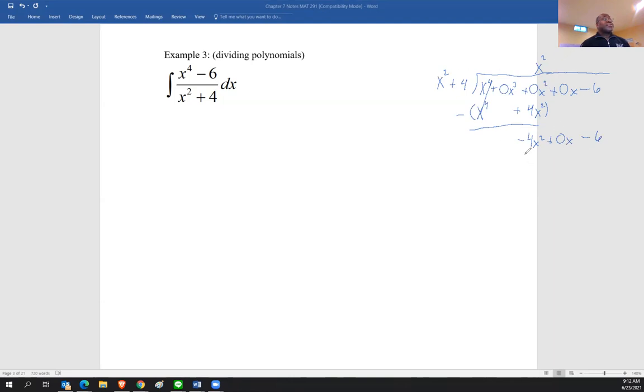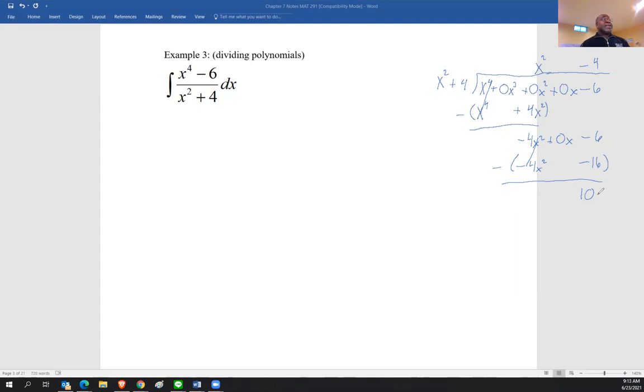So x squared into negative 4x squared, that's going to be minus 4. Then take negative 4 times x squared plus 4. So it'll be negative 4x squared. Negative 4 times 4 is negative 16. And then we subtract that quantity. So negative 4x squared minus negative 4x squared cancels out. Negative 6 minus negative 16, that's going to be equal to positive 10.